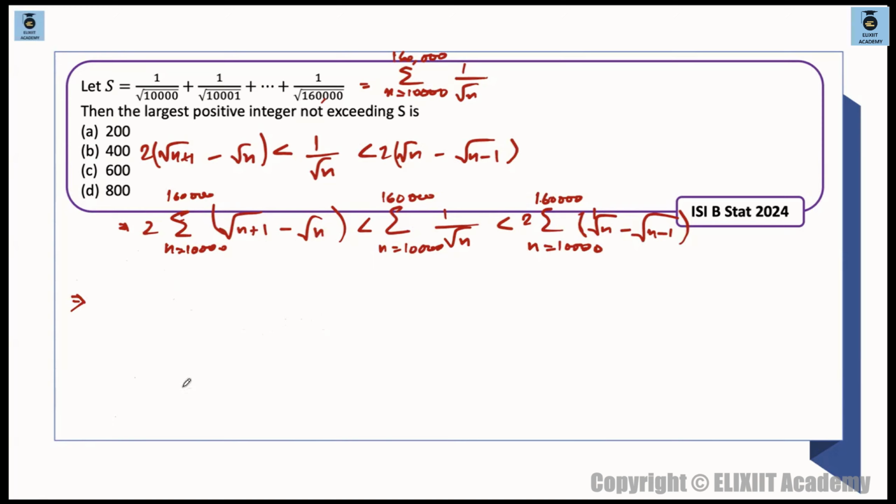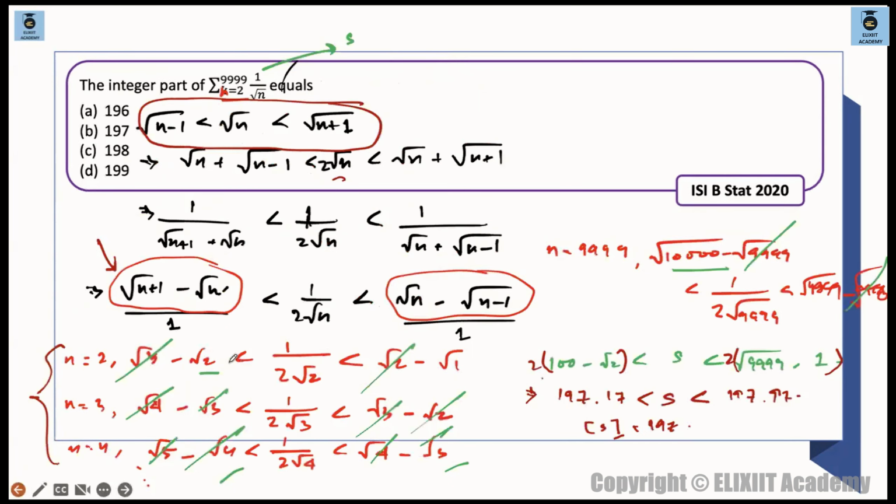If you have learned telescoping series, you will get to know the pattern over here. Obviously, the first term is, put the value of n to be 10,000. This will become 10,000 plus 1, so that's basically 10,001, and so on and so forth. Likewise, minus root of 10,000 and all. So we have solved a similar problem last time.